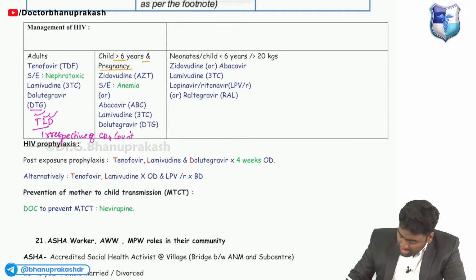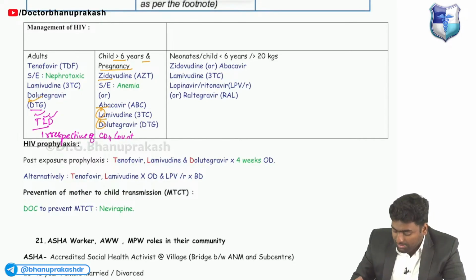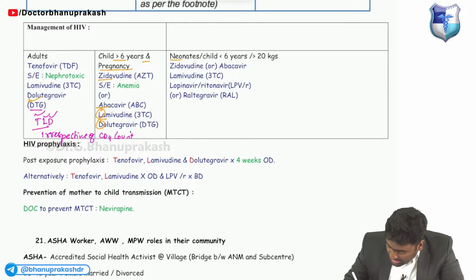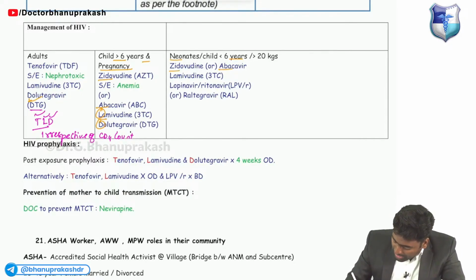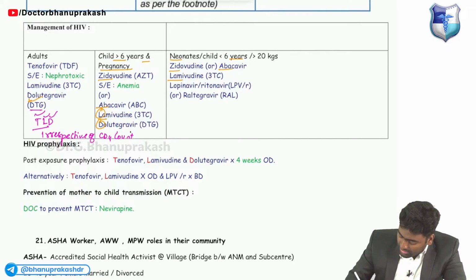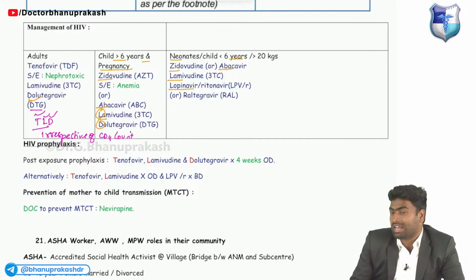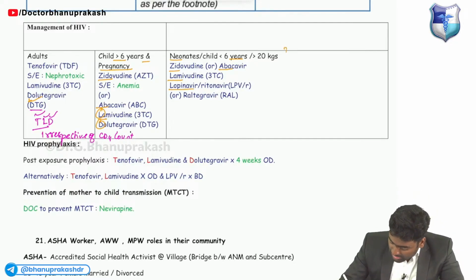Next, if the child is more than 6 years, and in the case of pregnancy, we'll use zidovudine or abacavir, then lamivudine and dolutegravir. So what we'll do, we'll replace this D, and with this D we'll use dolutegravir. Then for the rest 2 drugs, we'll use zidovudine or abacavir along with lamivudine. Fine. Whereas in the case of neonates or children, we'll use zidovudine or abacavir along with lamivudine, and lopinavir, fine, or raltegravir. So just remember these things.